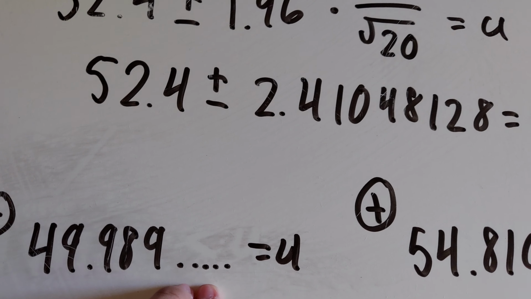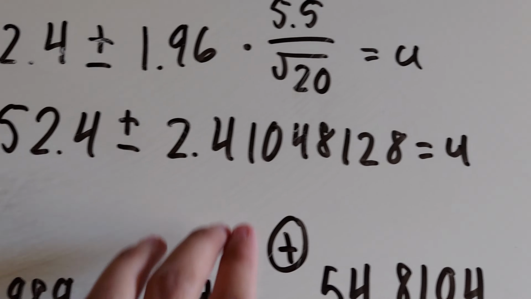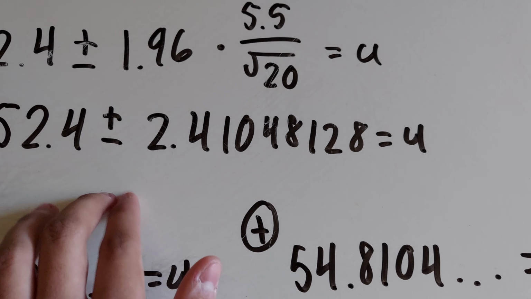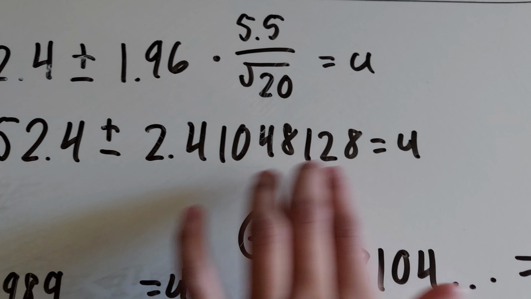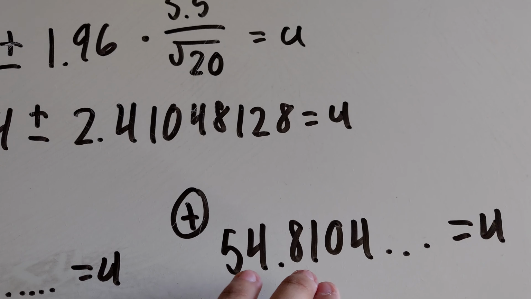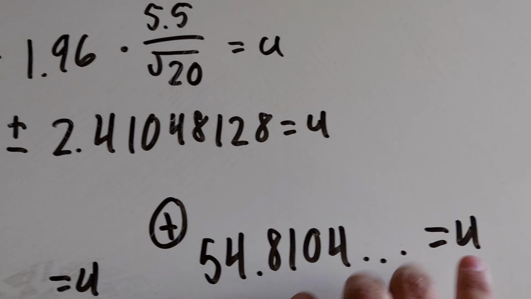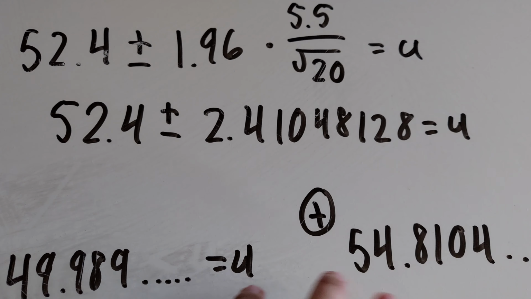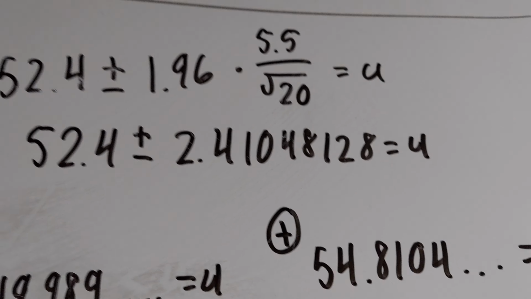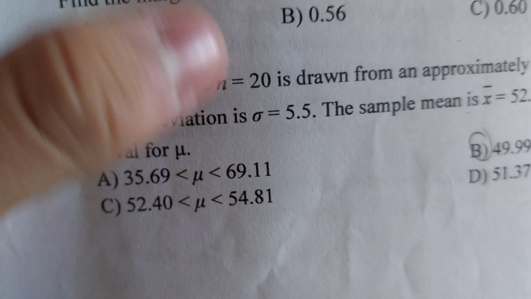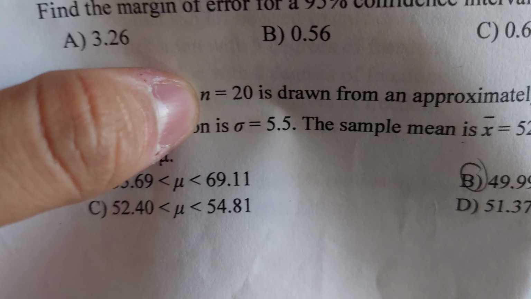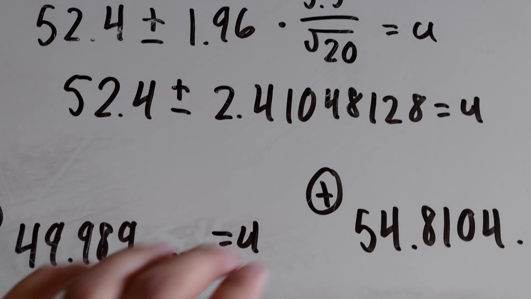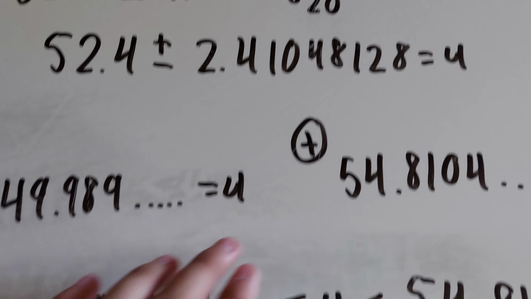And we have these dots here to represent extra numbers. Over here, I added 52.4 plus this whole number, and we got 54.8104 with the dots equals u. So, as you can probably see, they both equal u. And the way to represent that is here on the homework with this little less than symbol. So we're going to do that as well.